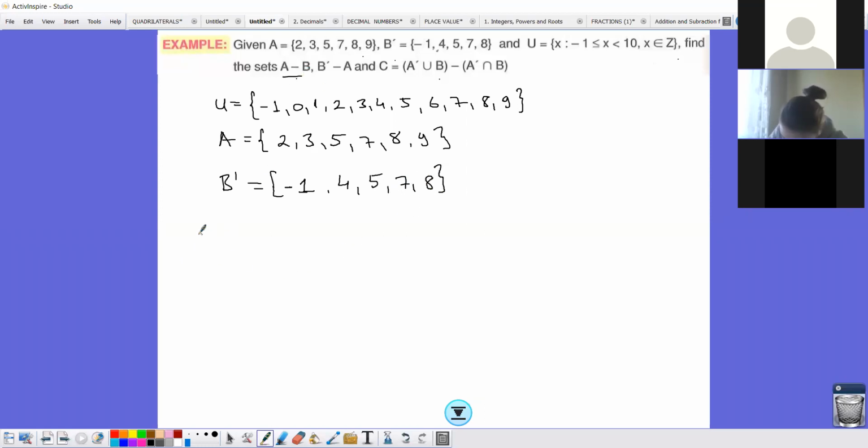Now, the first one is to find A difference B, or A minus B. Look here, we don't have the set B, we have the set B prime. So how can we find the set B? What do you think? From the universal set, the elements that are not in B prime, the other elements here, will give us just B.